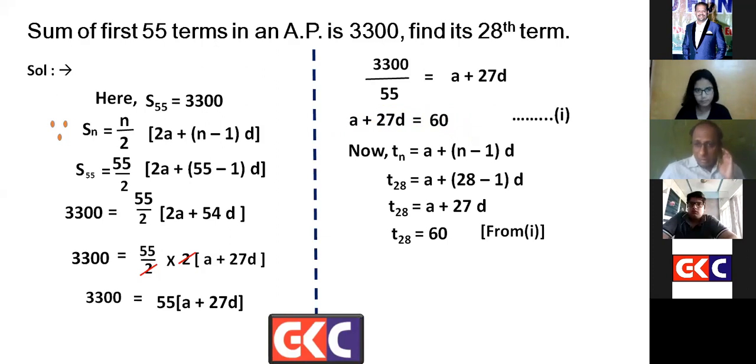Understood? I'll keep it on the screen for a minute. Everyone have a look once. Again, you don't have to copy it out. Just read out the steps. If there is any doubt, as I told you, write it somewhere so that you can ask me later. Okay? Just go through it for a minute.